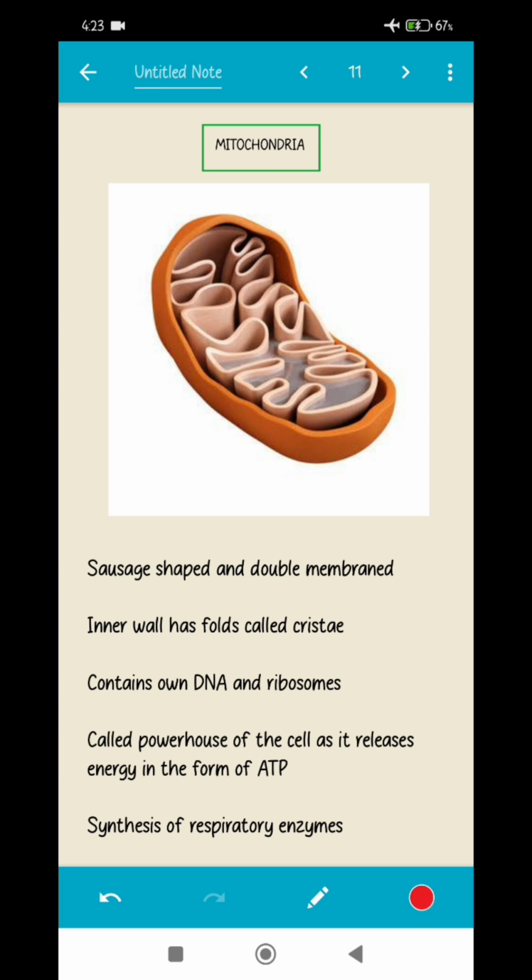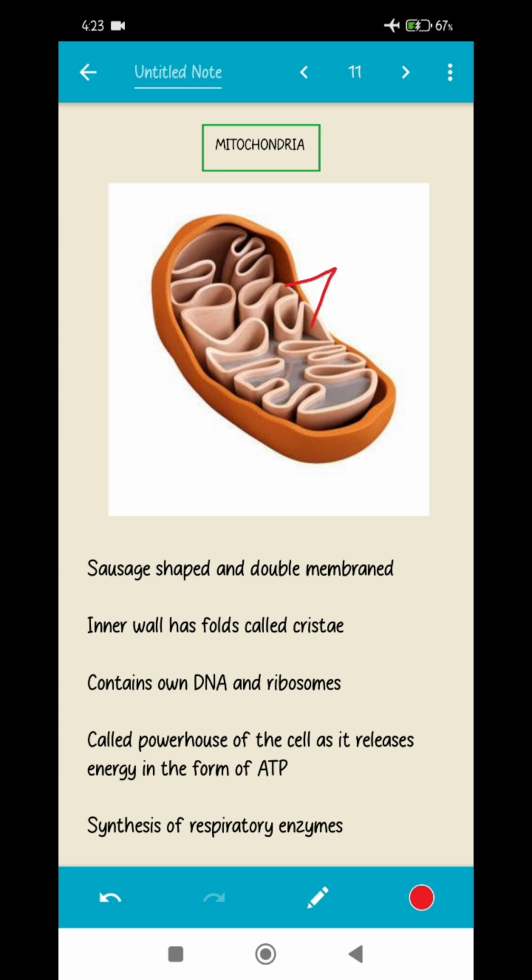As you can see, it is sausage like, and it contains certain structures inside, some folds which have a given name. Let's see. They are sausage shaped and double membraned. The inner wall has folds called cristae. All these folds that you can see are known as cristae. They contain their own DNA and ribosomes. So this is one of the cell organelles which contains its own DNA and ribosomes.